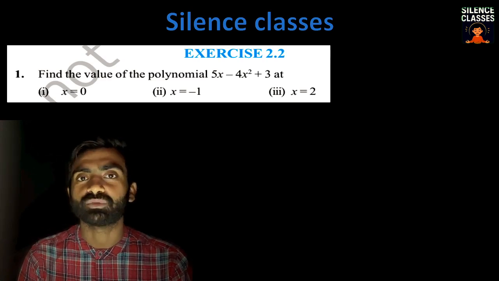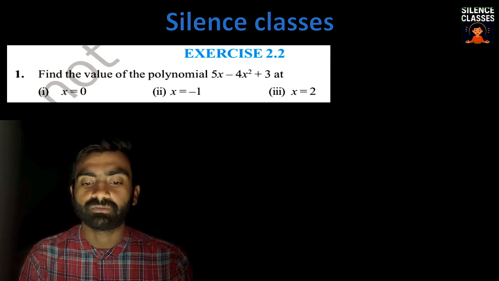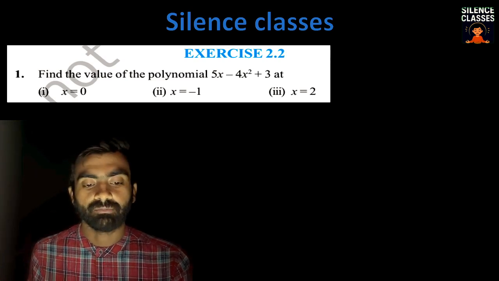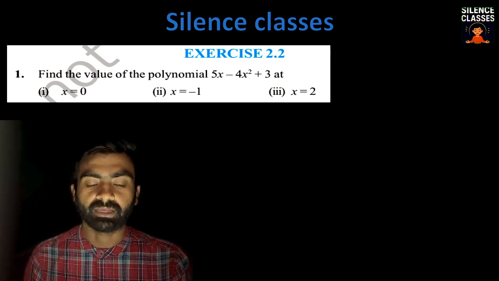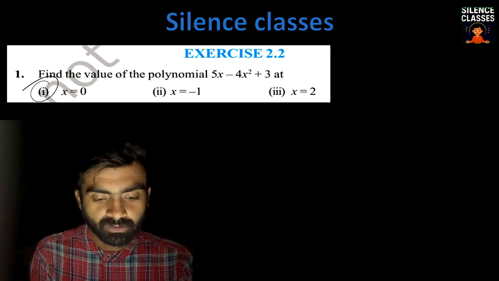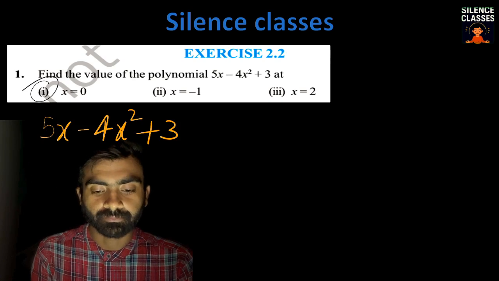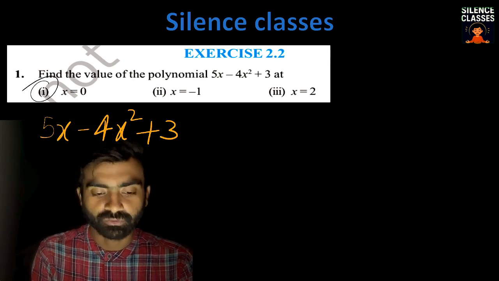Now let's check out what the question is saying. Find the value of the polynomial 5x minus 4x square plus 3 at x equals 0, which means we have to keep the value of x as 0, as given in the first one. So let's write it down: 5x minus 4x square plus 3. We have to put x equals 0.